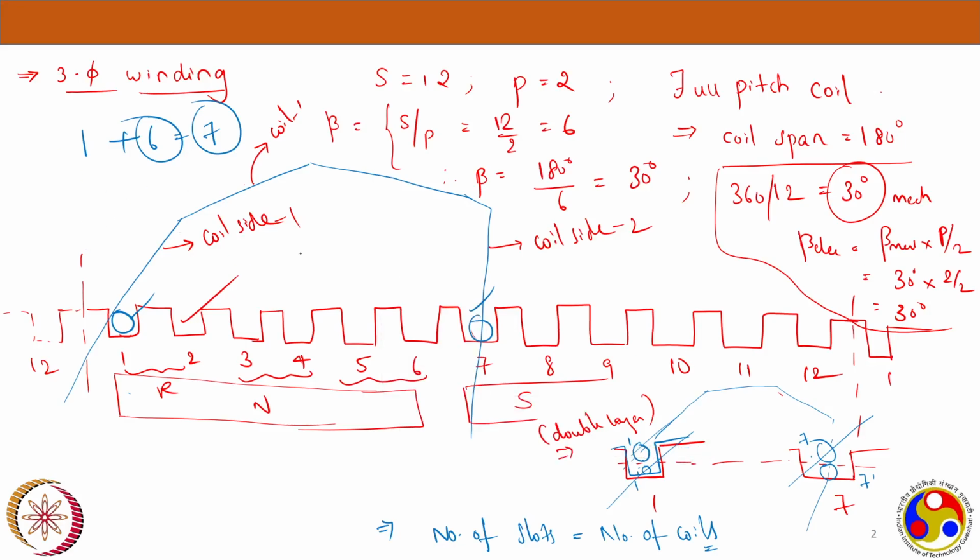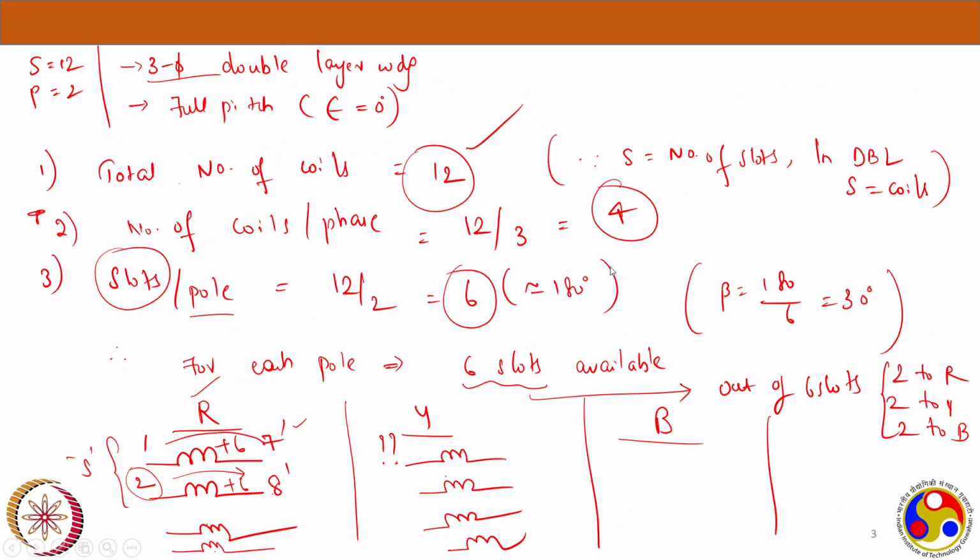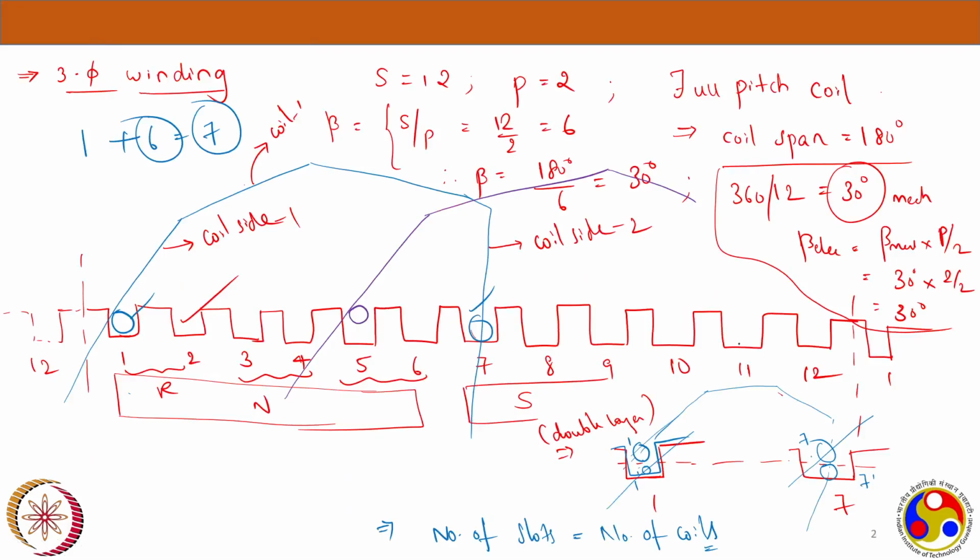Purple. I'm placing coil 1 in 5, that is the top, that is the incoming coil, and the return path would be 5 plus 6, what is that, 11, right? 11. The 11 slot is here in the bottom. That's it.